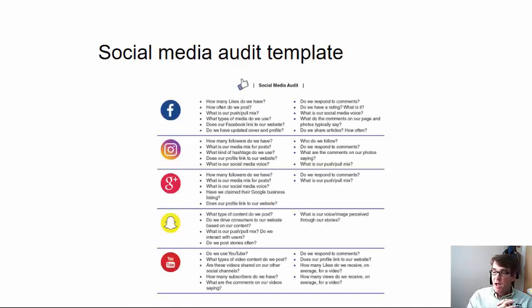If you're looking at social media in particular, here are some different things that you can look at with regards to your organization's social media. You can see that there are different questions that you can ask inside the audit template. Coming down here to Snapchat, it says, what type of content do we post? Do we drive consumers to our websites based on our content?